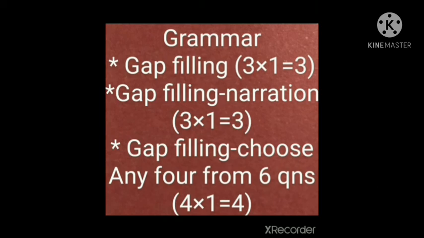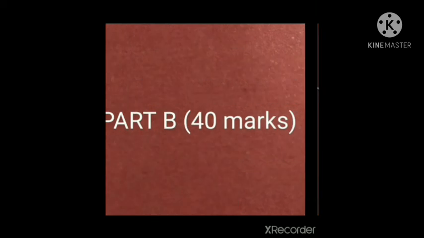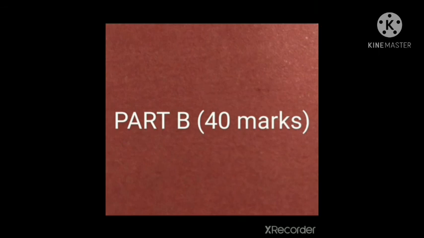So gap filling, first question, 3 blanks will be there. There you need to write all. Second one, gap filling narration, there also 3 blanks will be there. That also you need to write all. But third one, gap filling, total 6 questions will be there. You need to write only 4. So total marks 4 plus 3 plus 3, 10 marks. Grammar 10 marks. Next one is part B, 40 marks.